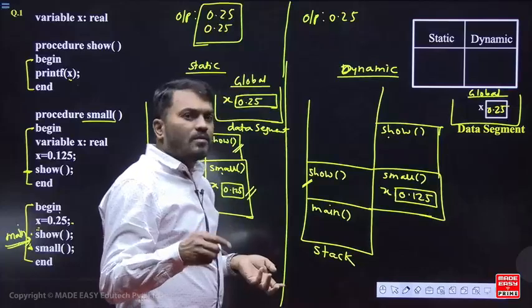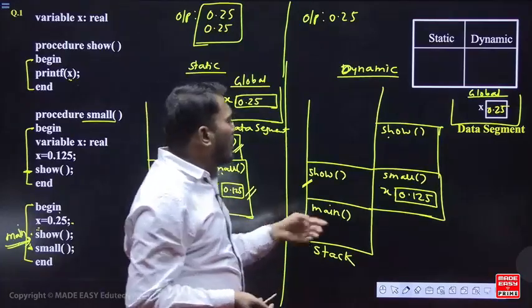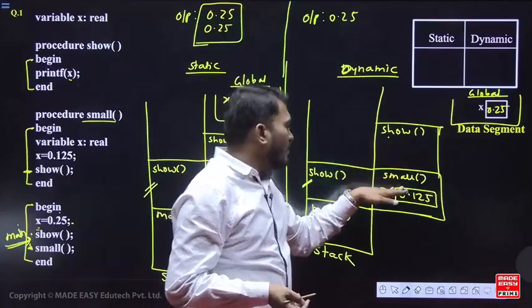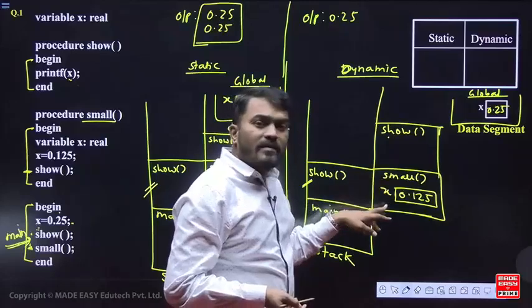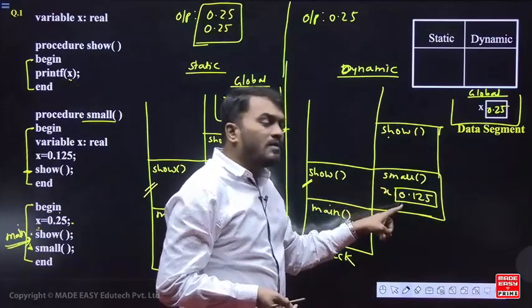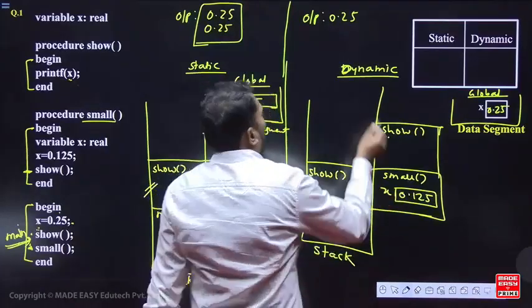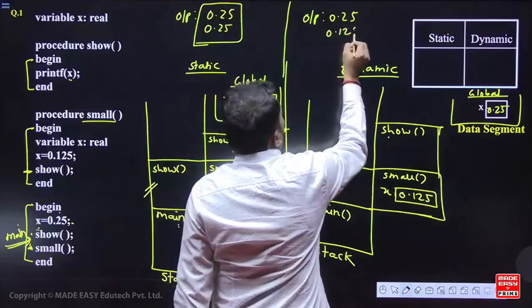Dynamic scoping, previous calling function. So who is calling the show function? Small. In the small, variable x is available, yes. What is the x value? 0.125. So it will take from there, it will print 0.125.